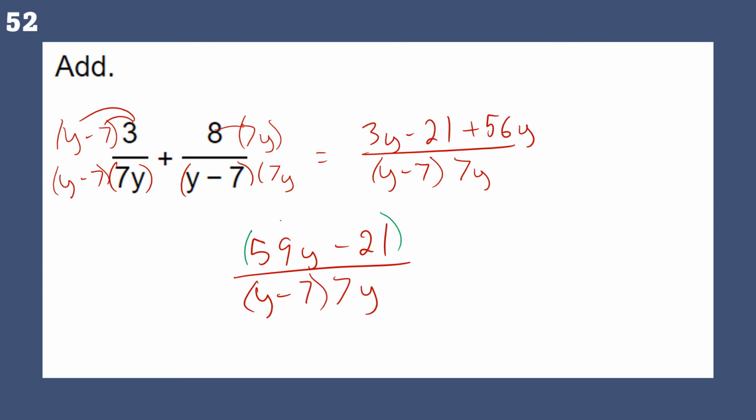At first glance, part of me says, what about 7, right? But 7 doesn't go into 59 because 59 is prime. So I'm actually going to be done exactly right here and say this mess is just my answer. I've added them. I've simplified the best I can, but nothing else cancels out.